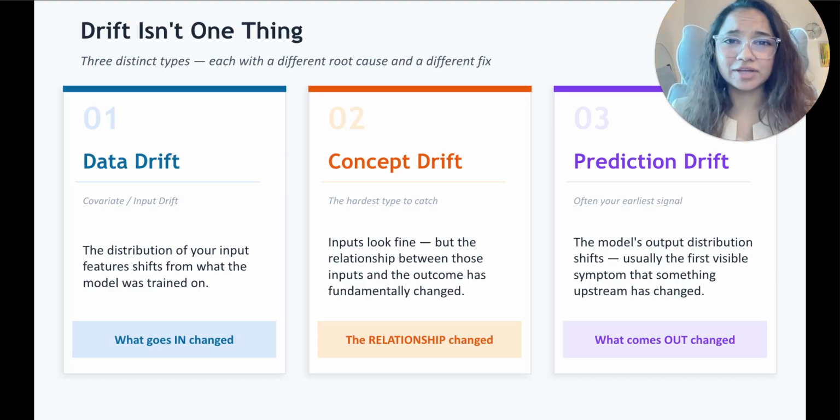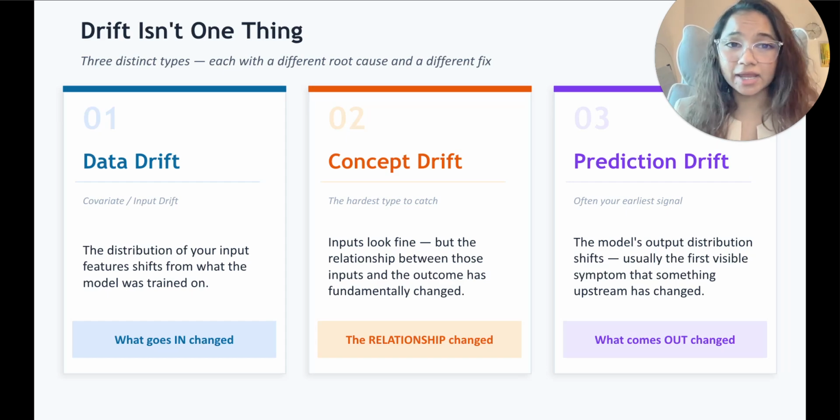So there are a few different types of drift. Before we dig into each case, it helps to understand that drift isn't one single thing. It actually shows up in a few distinct ways, and each one points to a different problem and a different fix. The first is data drift, where the distribution of your input features shifts from what the model was trained on.